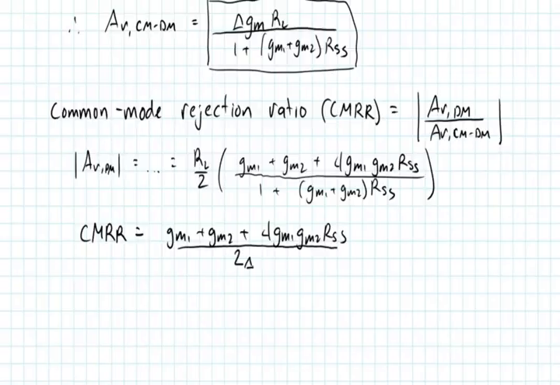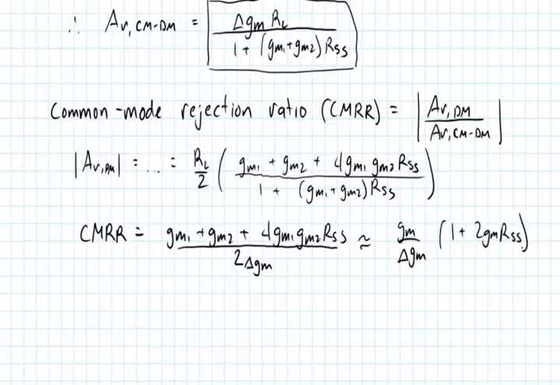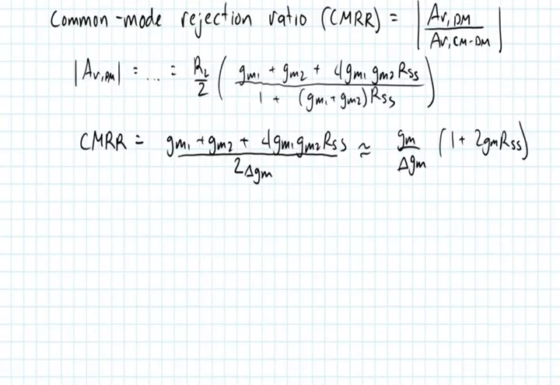2 delta GM. Okay, which is roughly proportional to, if we assume that this last term in the expression dominates, which it will over just GM1 and GM2, it's roughly equal to GM over delta GM times 1 plus 2 GM RSS. So in other words, it's the sensitivity of our GM circuits times some effective gain factor, and we can make this simplification if we say GM is just equal to the average GM of the two devices.